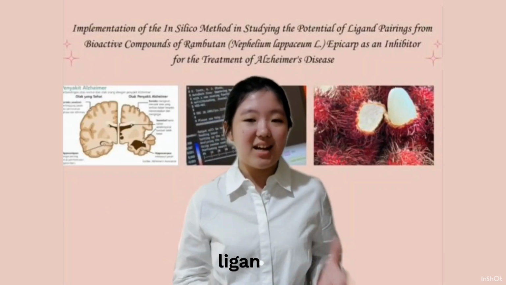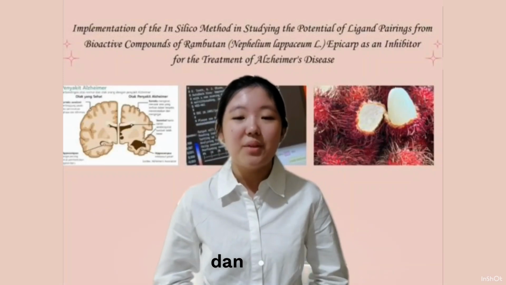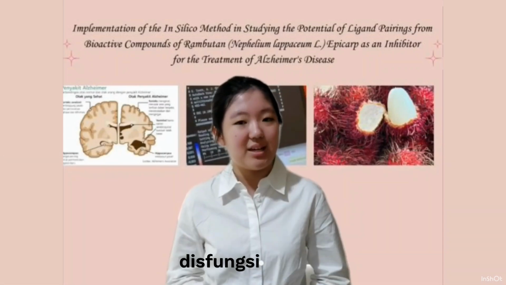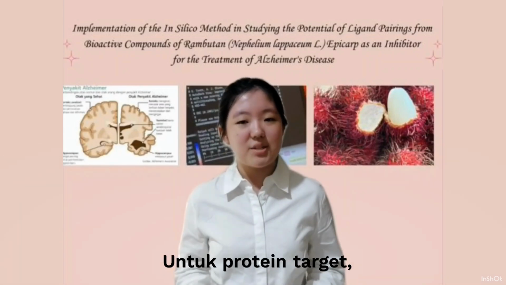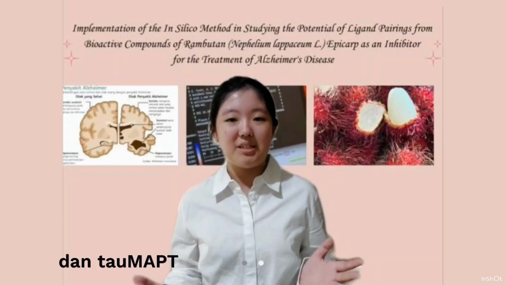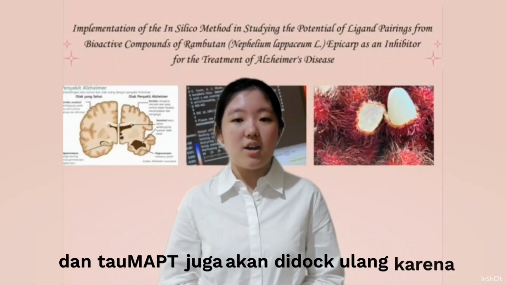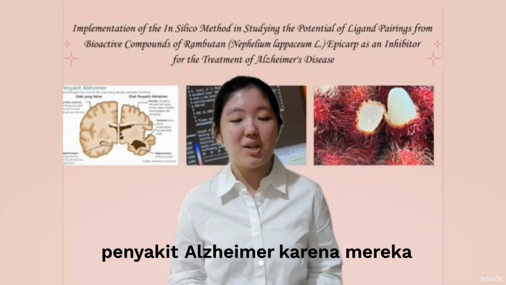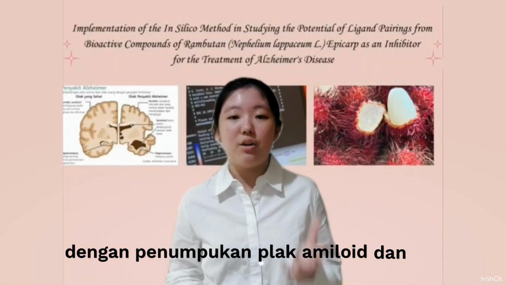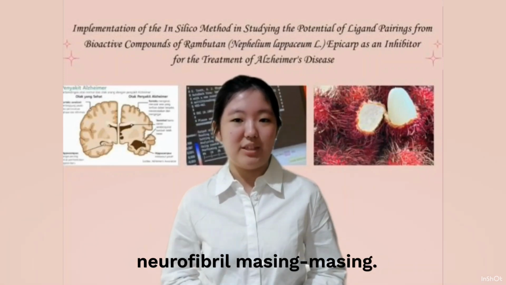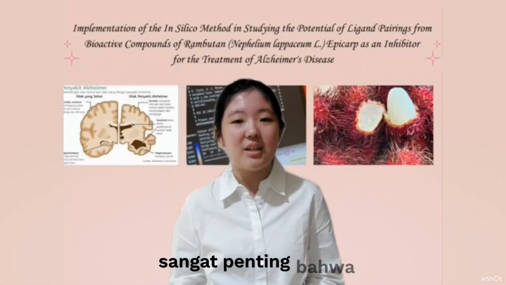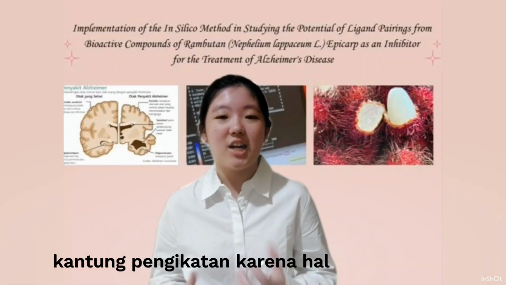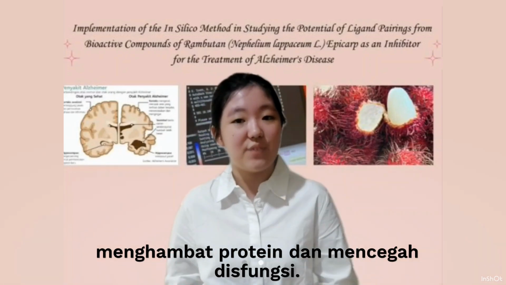Therefore, the ligands ethyl acetate, acetone, and DMSO will be paired in different combinations to increase efficiency in preventing protein dysfunction. For target proteins, APBB1 and tau-MAPT will also be redocked, as they are significant contributors in relation to Alzheimer's disease, since they associate with the buildup of amyloid plaques and neurofibrillary tangles respectively. Therefore, it is very important that ligand pairs are able to bind strongly into the binding pocket, as it helps to inhibit the protein and prevent dysfunction.